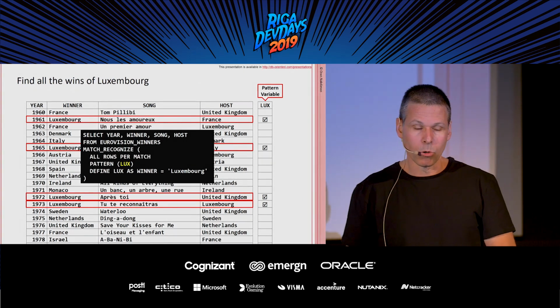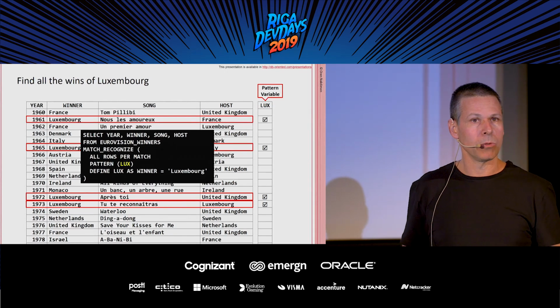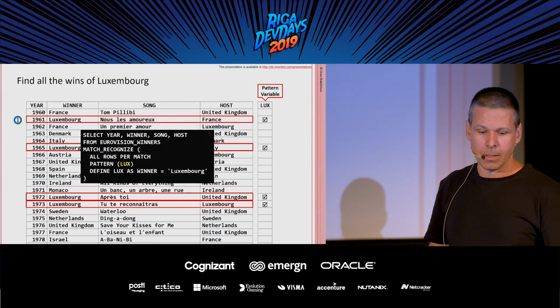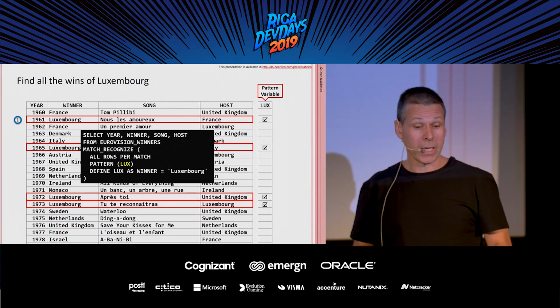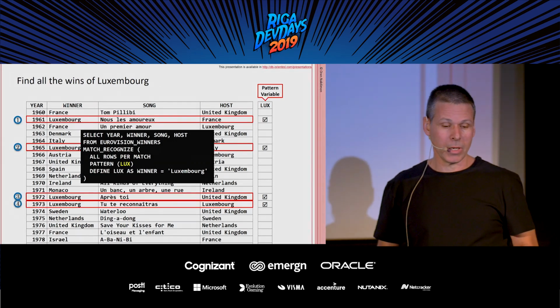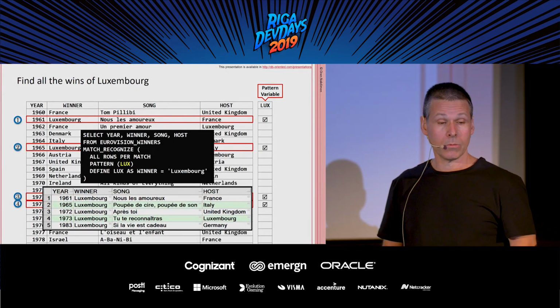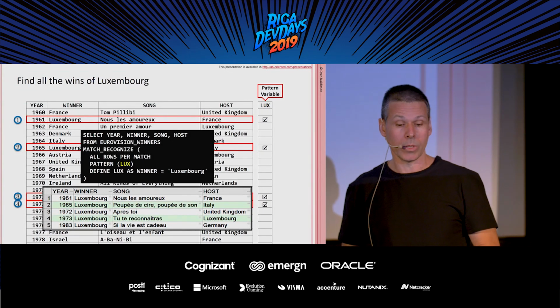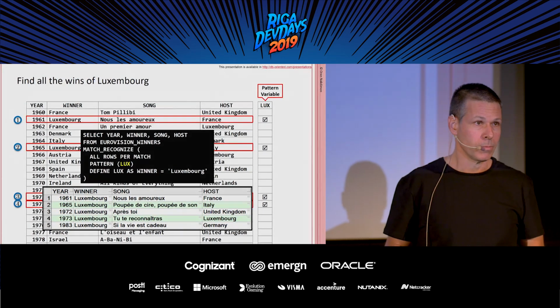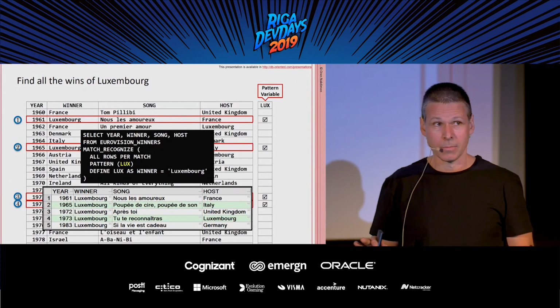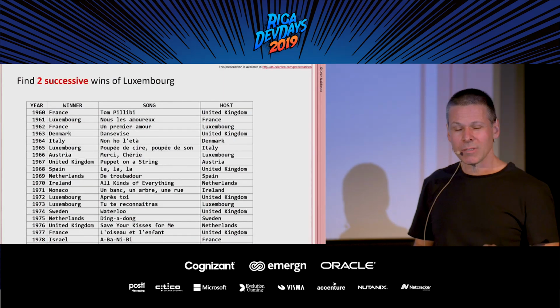And let's add all rows per match, and I'll elaborate about it later. So this is our first match, second match, and so on. And this is the result of the query. Okay? Simple? Simple. Let's change it just a bit.